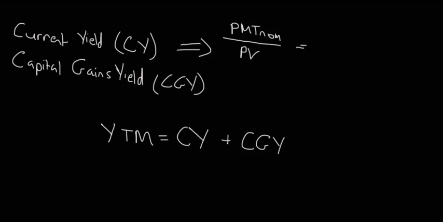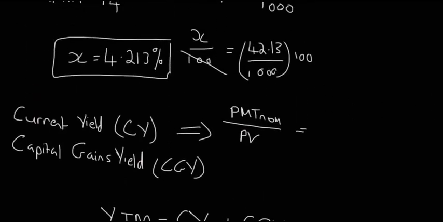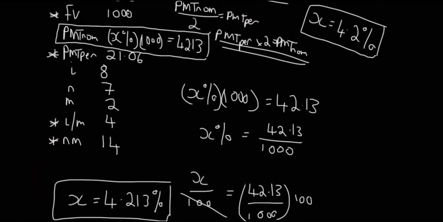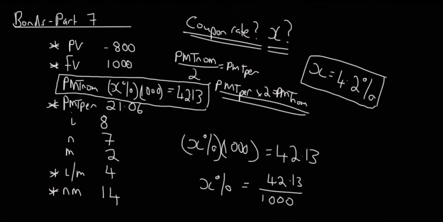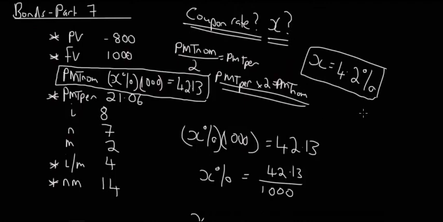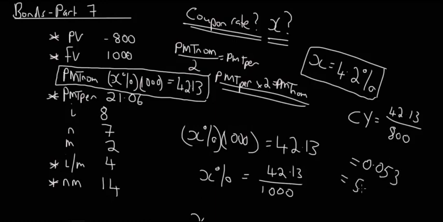So let's scroll up and take the current yield of the bond that we were dealing with here. So the PMT nom is 42. Let's just scribble down current yield equals 42.13. Always dollar values divided by the present value, which is 800, and that equals 0.053, and that's 5.3%. That's our current yield.